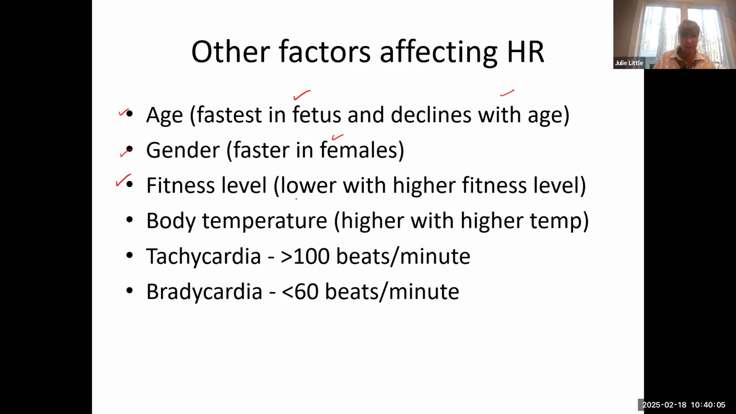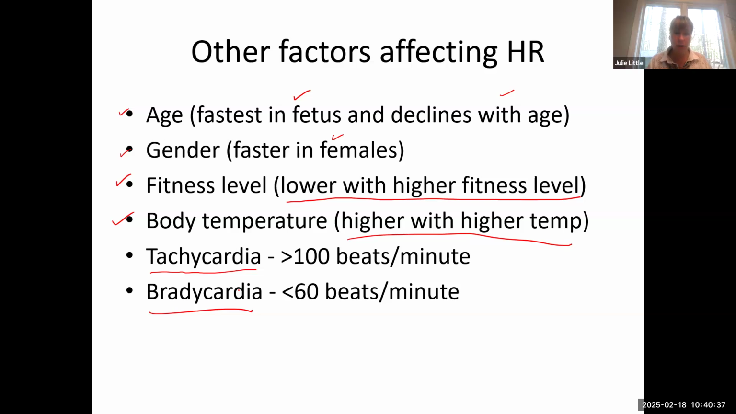The lower your fitness level, the higher your heart rate will be, or vice versa, the more you work out, the lower your heart rate is, because your heart is a muscle and it can contract more efficiently if it has been worked out with cardio. The higher your body temperature, the higher your heart rate; if you get a fever, your heart rate goes up big time. The term for a high heart rate over 100 beats per minute is tachycardia, and a low heart rate is bradycardia.